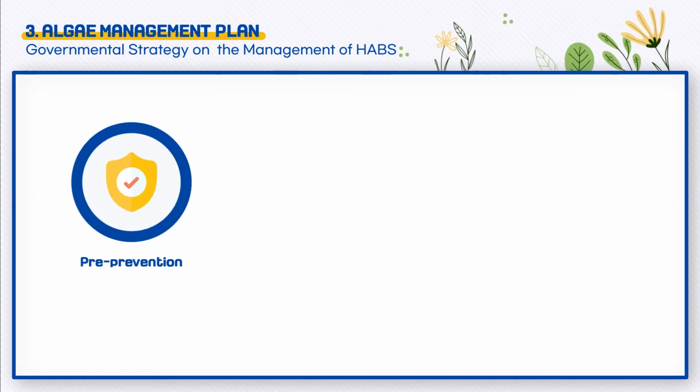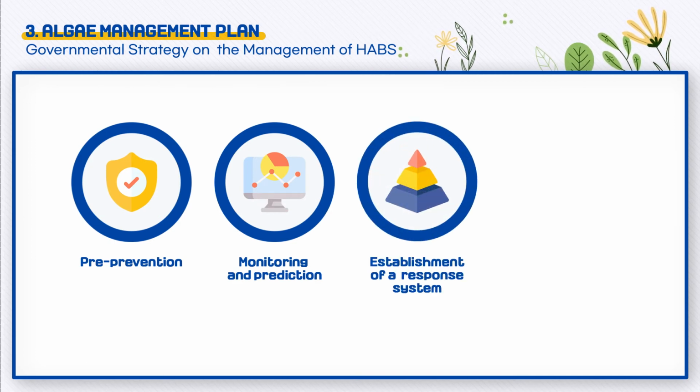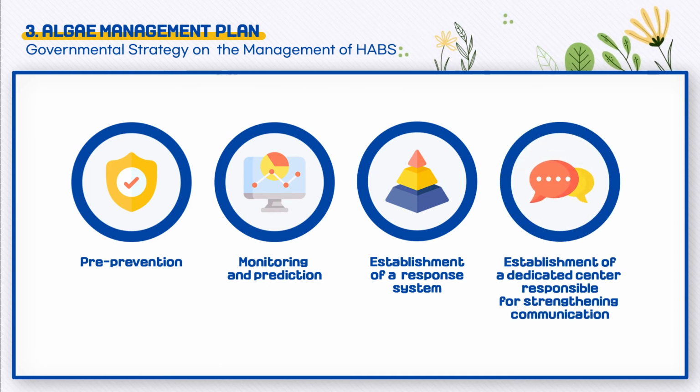carbon. As a government strategy, a phytoplankton response and management plan has been established and is divided into 4 stages: pre-prevention, monitoring and prediction, construction and operation of an effective phytoplankton response system, and lastly, the establishment of a dedicated center responsible for strengthening communication among all stakeholders.